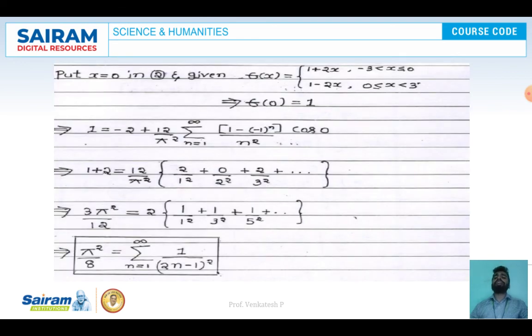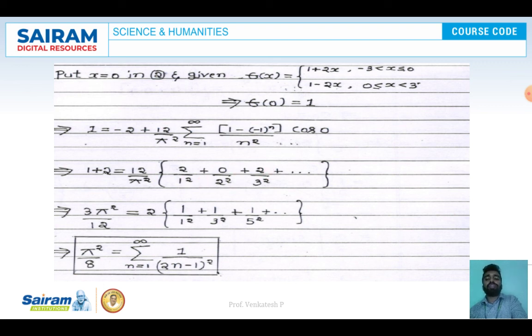So now, to find the next step, I am going to replace x = 0 in the previous equation. So we'll be getting 1 = -2 + (12/π²) summation n from 1 to infinity of (1 - (-1)^n)/n² into cos 0. This value we got from this equation, by taking x = 0 here also. So we got 1 + 2 = (12/π²)(2/1² + 0/2² + 2/3² and so on).